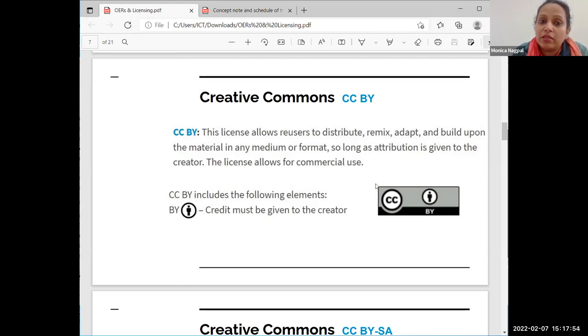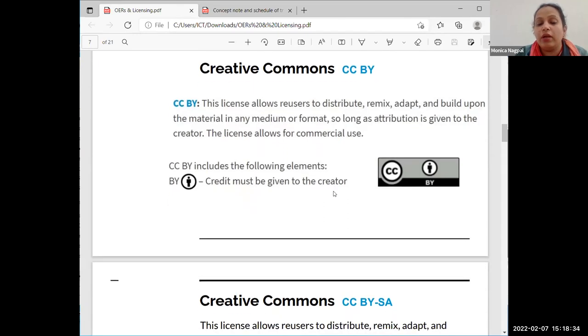Or maybe you can just take a chunk and make a completely new resource out of it. You can do basically everything so long as attribution is given to the creator. So you can do anything and everything, but you just have to give attribution to the creator. Now on the screen, you can see this is the CC symbol and this is the symbol for BY, a human figure and written BY. This is CC BY. When you are applying, say for example, you want to use this license for your e-content, then you have to use this image or you can write CC BY, right?